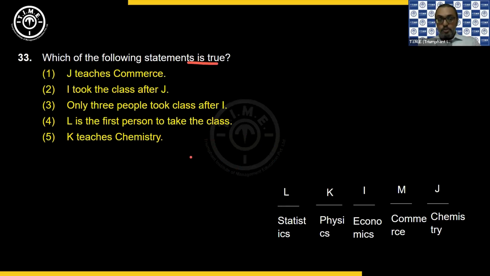So check and see which is true. Okay. All right. That is correct. Option 4 is right. L is the first person to take the class. Correct. Option 4 works. Very good.